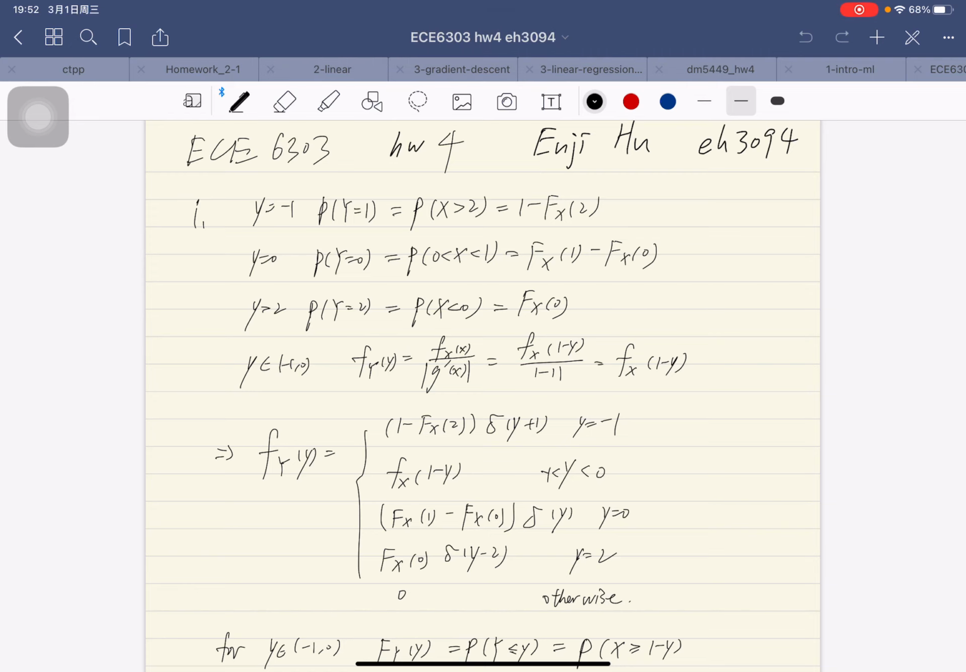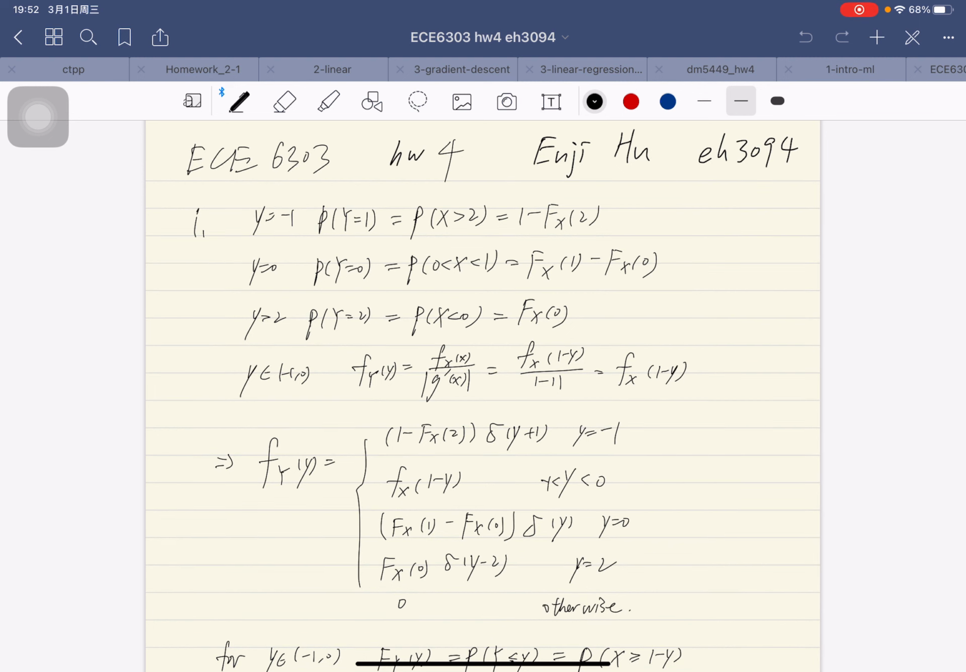I'll talk about how to solve problem 1. The problem is to determine the probability density function small fy and the cumulative distribution function big Fy, given small fx and big Fx. And we know that first we can solve the probability for y equals 1, 0, and 2.